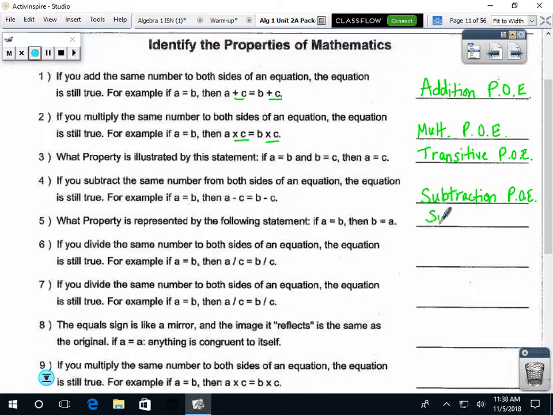Symmetric property of equality is when you just flip-flop the sides. Remember, reflexive is when they're the same on both sides, like identical. These are flip-flop. If A equals B, then B equals A. That's symmetric.